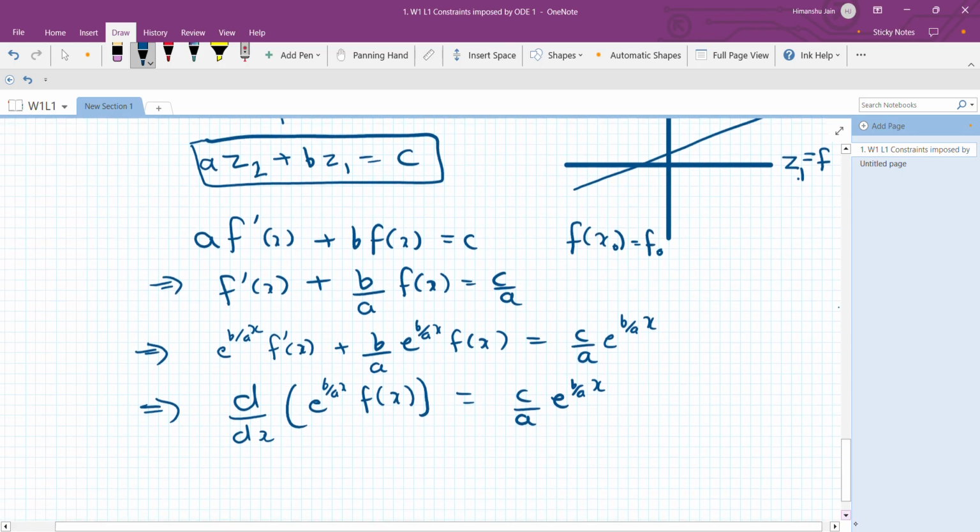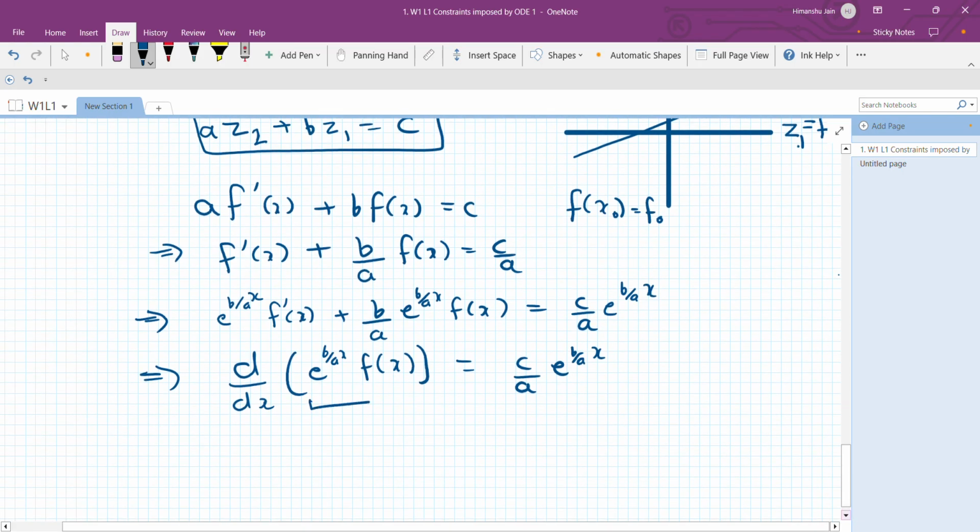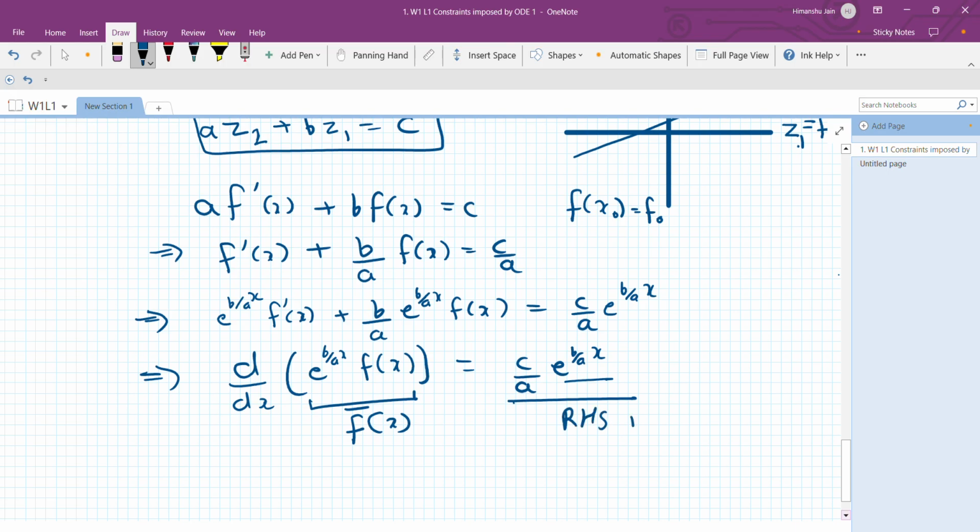But now this is some function f tilde of x. Now this is e to the power b by a x. This is a known function. C, a, b, these are the known constants. So the RHS is known, and we know the derivative of the f bar x.